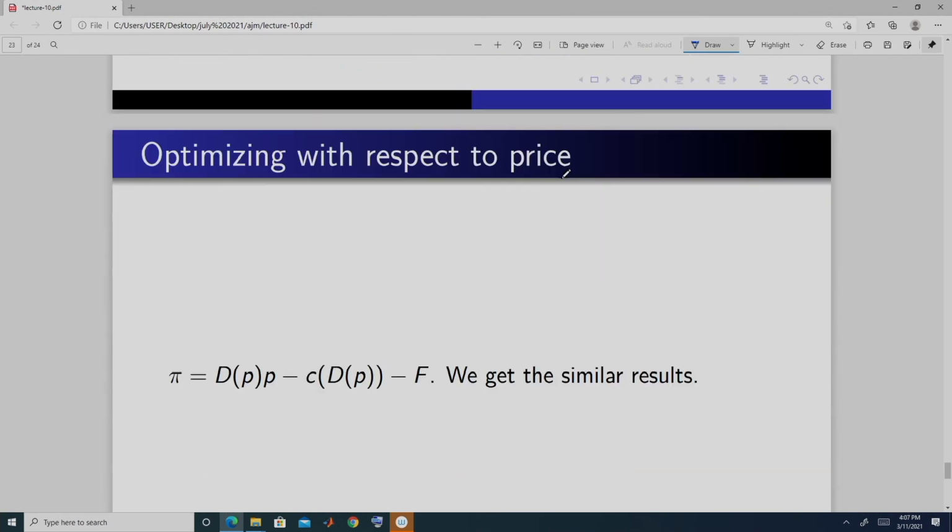Okay. So, next we will do natural monopoly and the optimization with respect to price. You will see it is more or less the same, and that we will do in the next class.